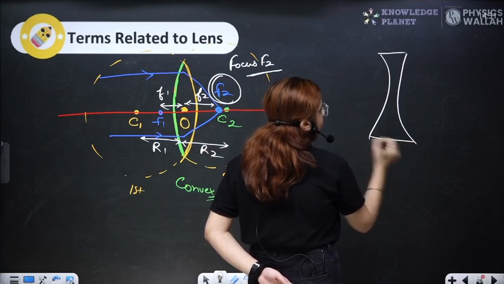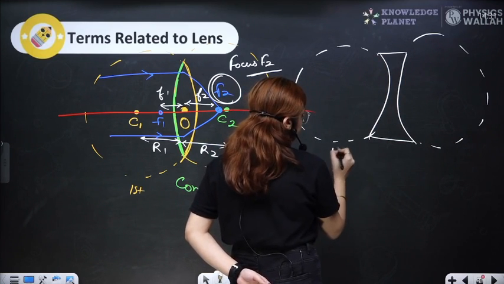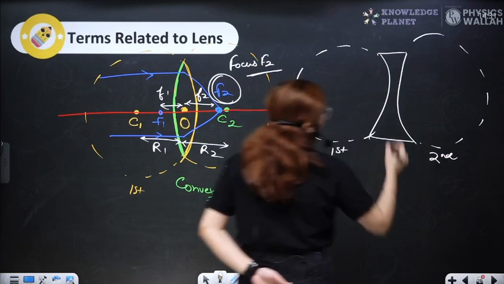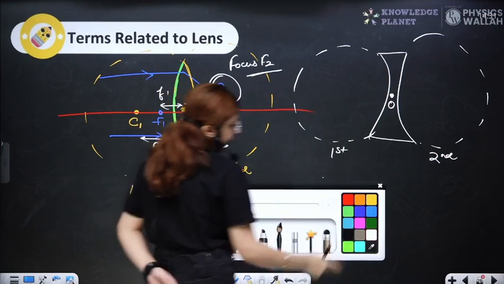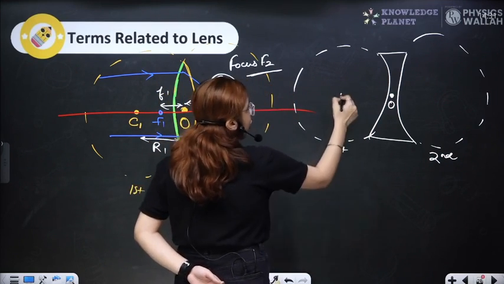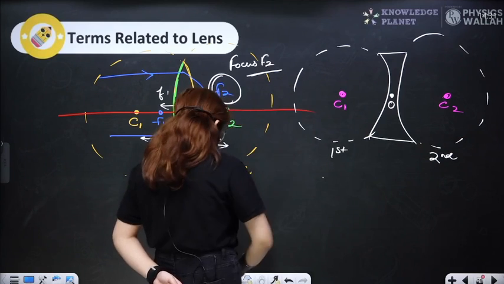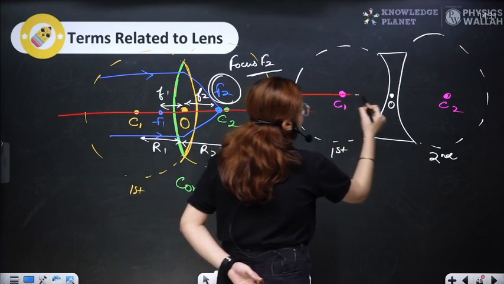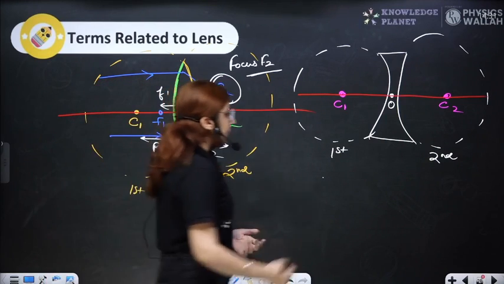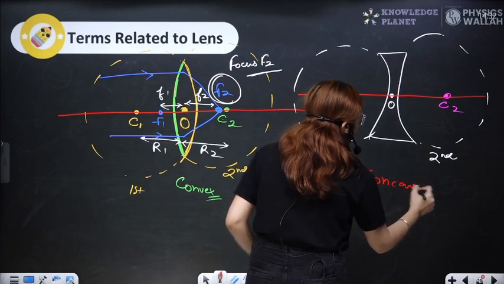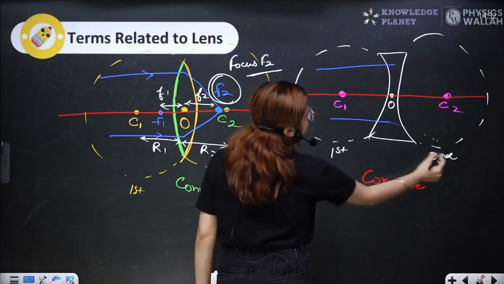Similarly over here, have a look. If I draw a concave lens, this is taken from sphere 1 and sphere 2. First sphere, this is second sphere. What is the optical center? Center of the lens. Now marking the center of curvature 1 and center of curvature 2. Principal axis. Now, my concave lens is the diverging lens. So, when the rays of light pass through the lens, they will diverge away.